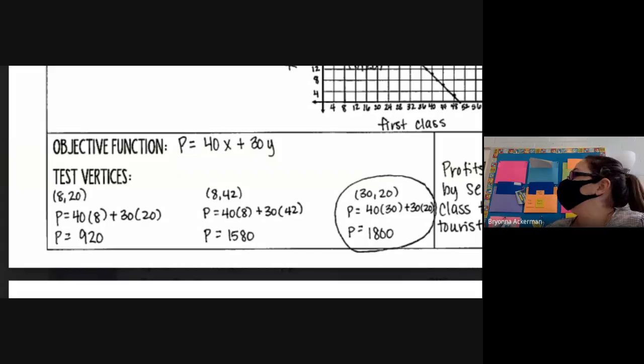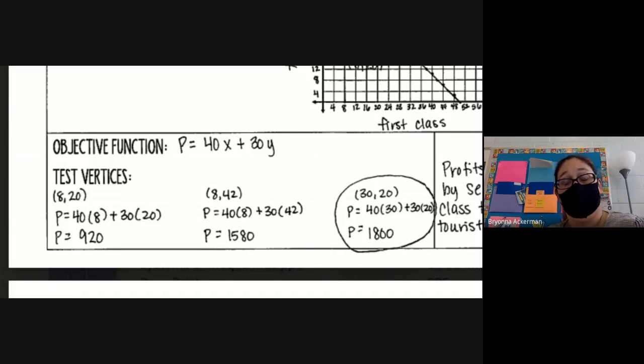8 first class times $40, 20 tourists times $30 gives me 920. That was only 28 passengers, so it makes sense that that's only $920. That's the minimum to fly the flight because they need gas and all this, right? Now here's the minimum first class and the maximum tourist. $40 times the first class, $30 times the tourist, I get $1,580.